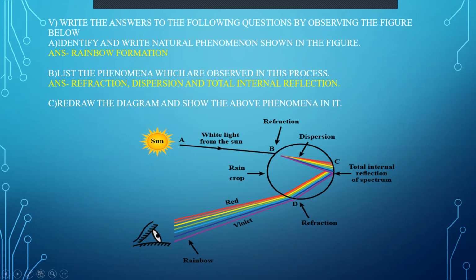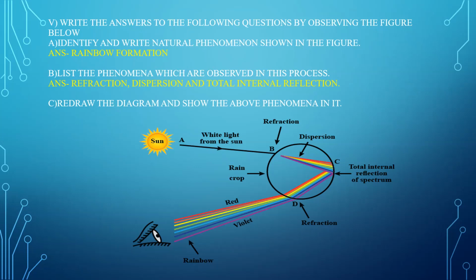So whenever it is asked what are the natural processes, what are the phenomena which take place in this rainbow formation, we will write refraction, dispersion, and total internal reflection. Redraw the diagram and show the above phenomena in it.